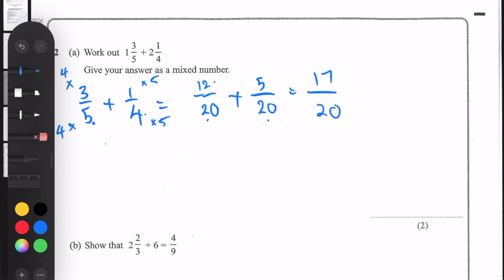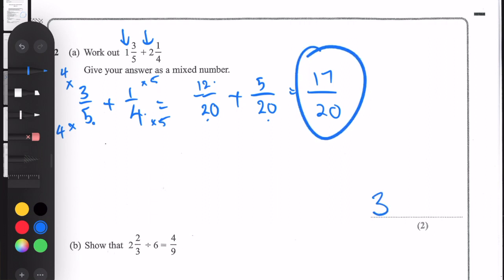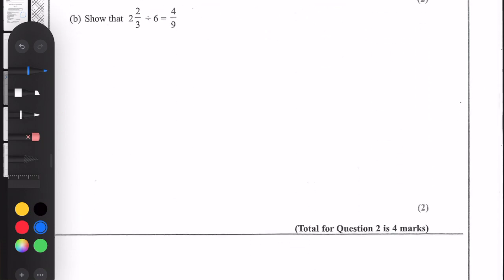Now I've added my fractions, I can go back and I can add my front numbers. 1 and 2, so 1 and 2 make 3. Drag your 17 20ths over, 17 20ths, and then that will be for 2 marks. Part B, show that 2 2/3 divided by 6 equals 4/9.